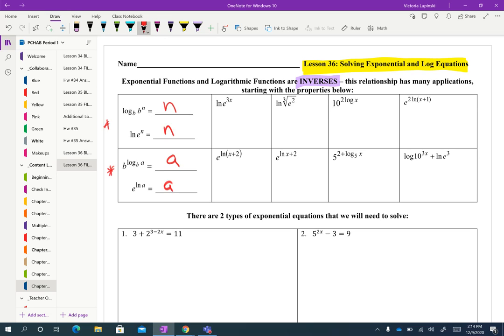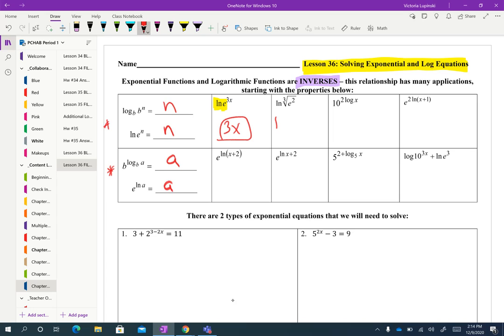So starting with the ln of e to the 3x. If you have a ln, which of course is base e, and then you have an exponential, which is also base e, using the property of inverses, they essentially cancel, and you would just be left with whatever is up in the exponent, which would be 3x.